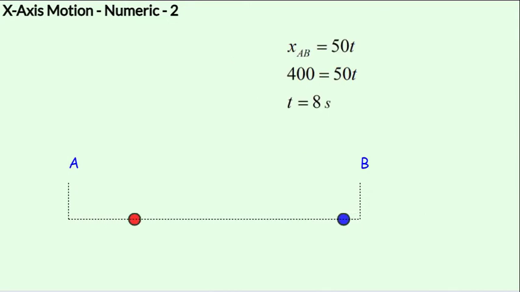We subtract the second equation from the first, so the displacement term xac cancels out, and we get the time t as 8 seconds. We have solved this problem using the equations of motion. Now let's solve the same problem, but this time let's use the concept of relative displacement and velocity.